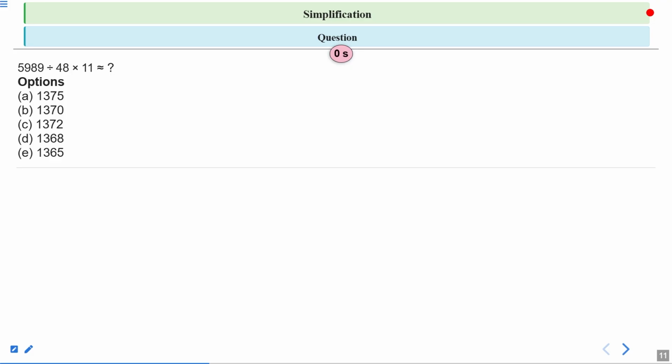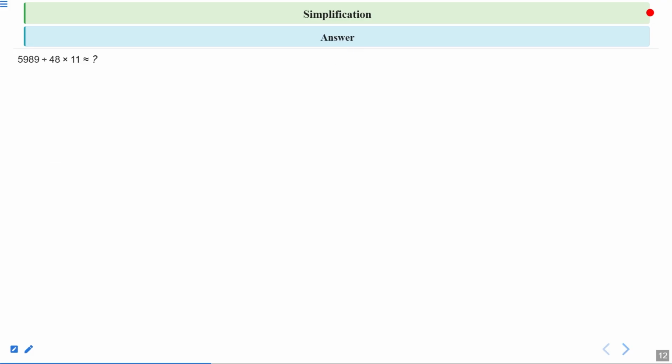Now time's up. Let's see the solution. So this is a basic division and multiplication question of simplification. The correct answer of this question is C, which is 1372. First we divide the value 5989, then multiply by 11.